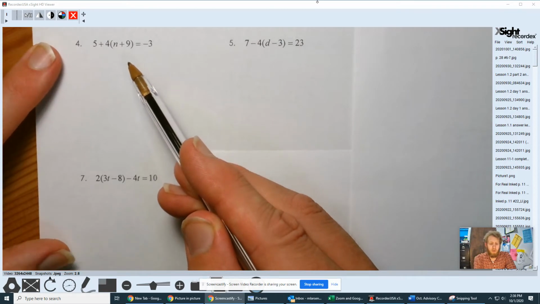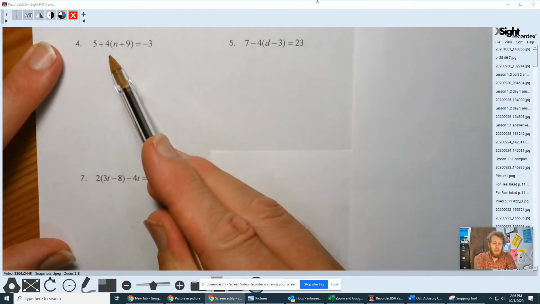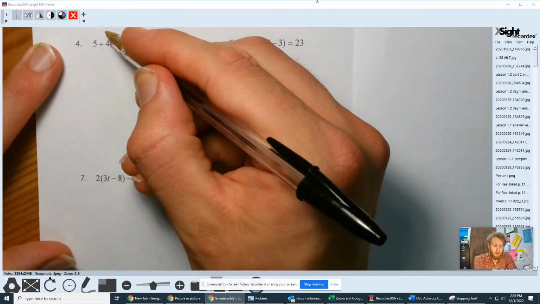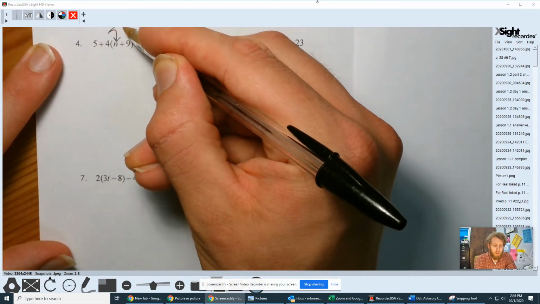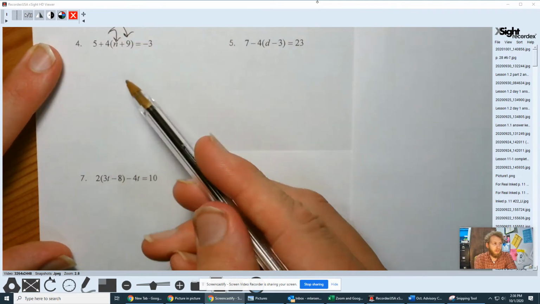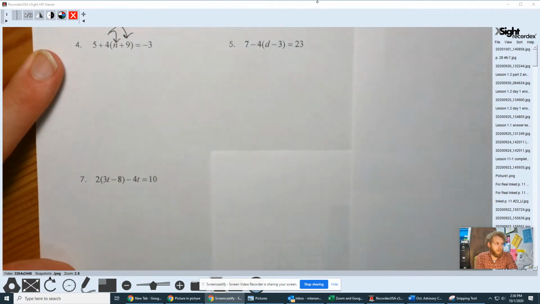What we're going to be doing when you see the parentheses here is we're going to take that number 4 and we're going to multiply it by each of the terms that are on the inside of the parentheses. Like that. I'm going to slide this down just slightly there.